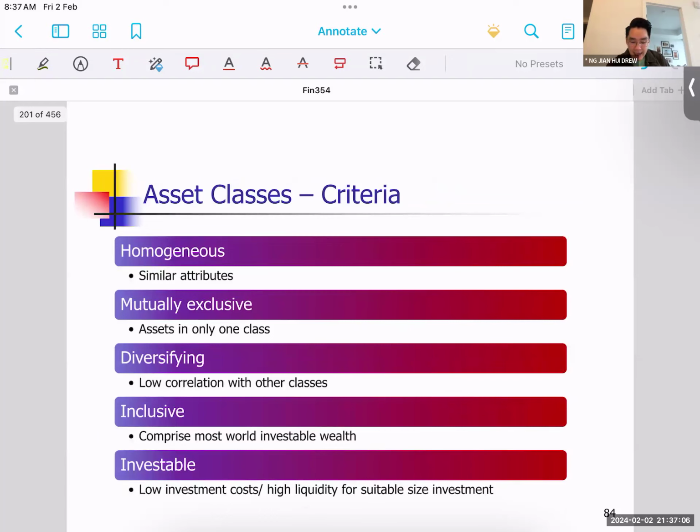Asset classes and criteria. So we do have various types of asset classes, and they can either increase your correlation, right? Or increase diversification. And diversification can be in terms of asset classes. It can be in terms of things like different geography, right? Or it can be even things like sectors.